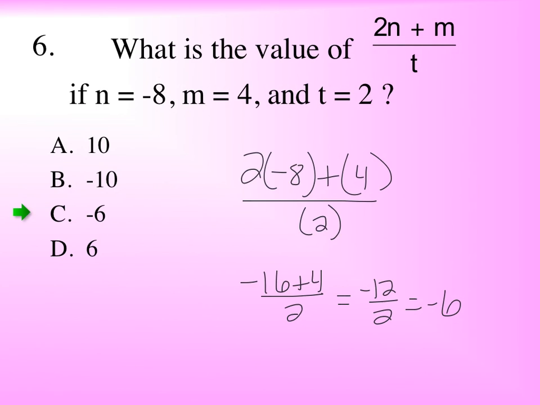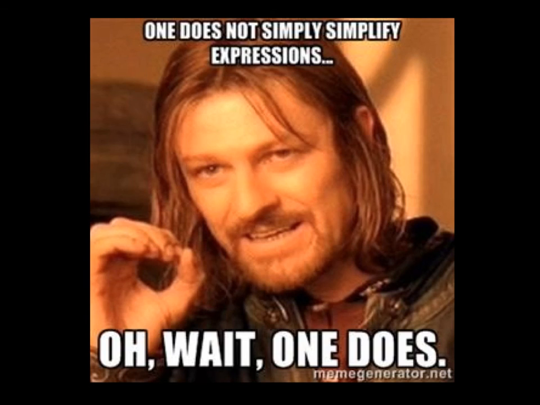Okay, and then number 6 should have been C, -6. At that point, you were evaluating by multiplying first, then adding 4 on the top, and then dividing your final answer by 2. So hopefully this came back as a reminder to what you should have learned last year in pre-algebra, and hopefully it helps also review your order of operations.